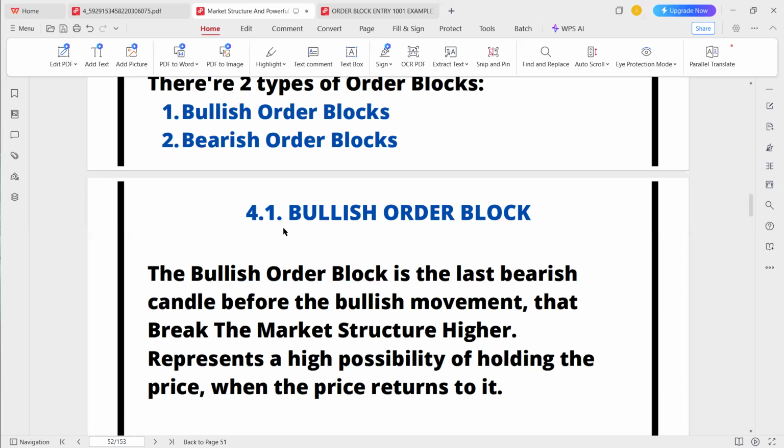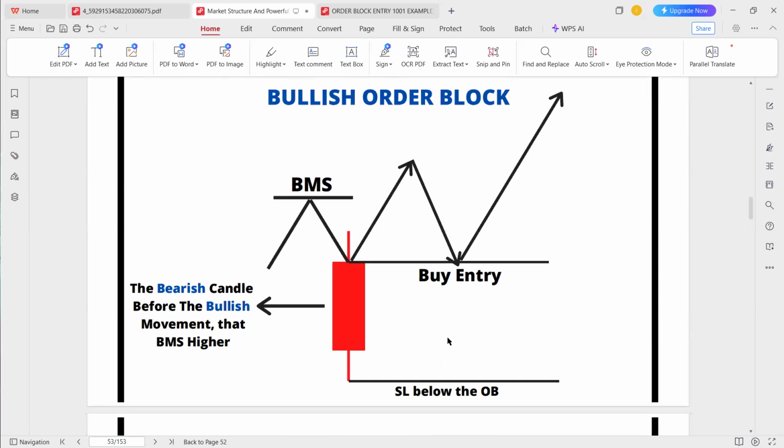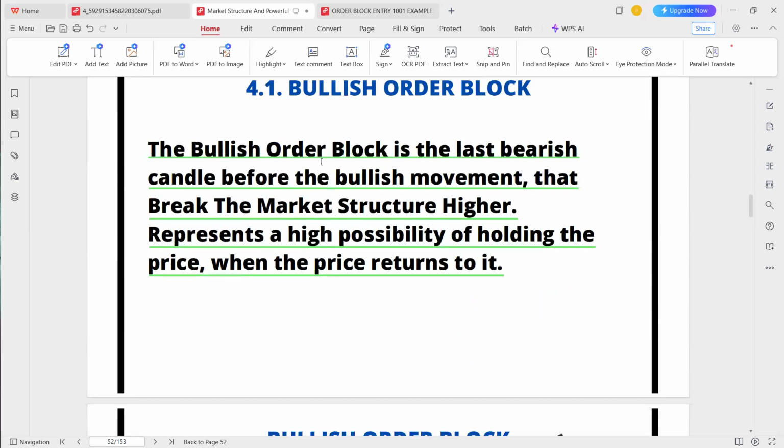The bullish order block is the last bearish candle before the bullish movement that breaks the market structure higher, and represents a high possibility of holding the price when the price returns to it. Right, so let's just mark this one. Then this is an illustration. Okay, so let's just repeat this. The bullish order block is the last bearish candle before the bullish movement that breaks the market structure higher. It represents a high possibility of holding the price when the price returns to it.